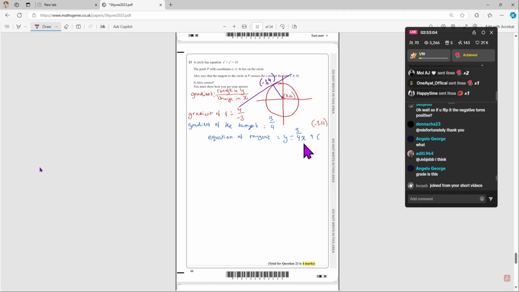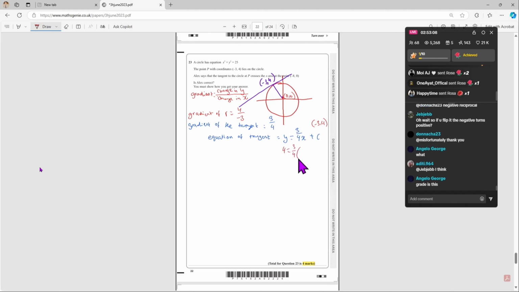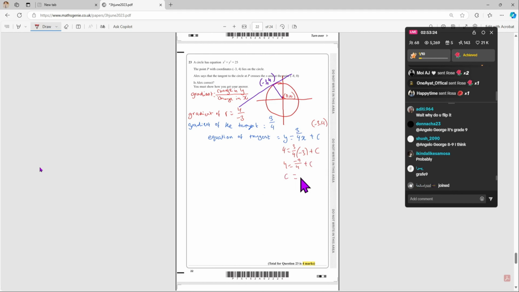So you're going to have 4 is equal to 3 over 4, and then minus 3 plus c. And then you will get 4 is equal to minus 9 over 4 plus c. Remember, guys, it's the calculator paper, so you can use a calculator to work this out. And then you would get c, the y-intercept, is equal to, let's do it as a fraction, 25 over 4.